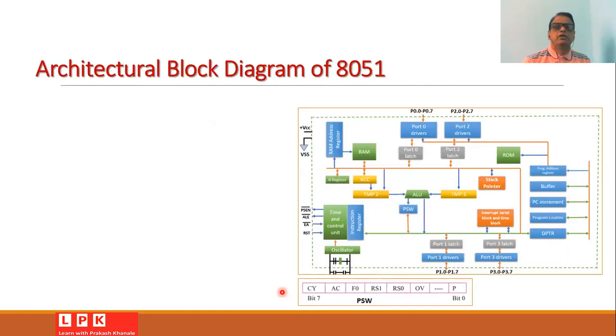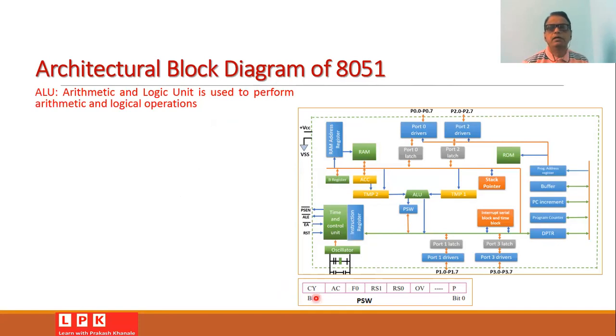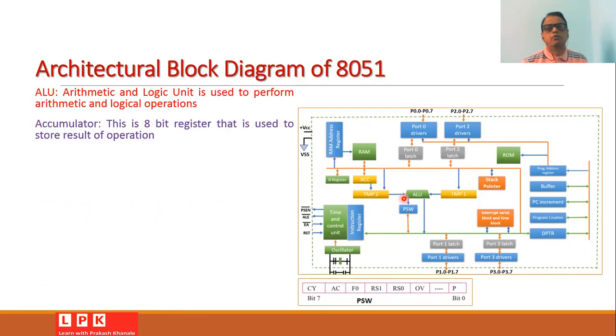This is the architectural block diagram for the microcontroller 8051. One can easily find that this consists of an arithmetic and logic unit, which is the unit that performs all arithmetic and logical operations of the microcontroller. It consists of the accumulator, which is an 8-bit register used to compute some result and to store the result.